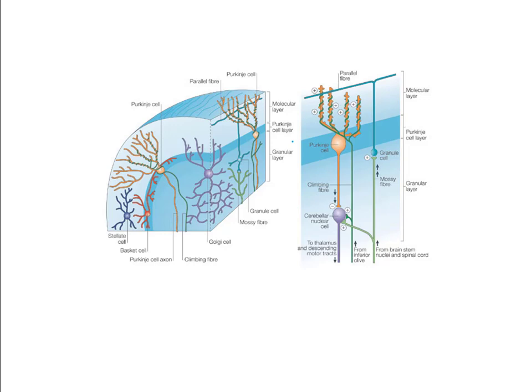Purkinje cells project to what? To the deep nuclei, of which there are how many? 3 to 4, depending on how you count. Fastigial, interpositus, which is actually made up of globose and emboliform, and then dentate. Okay? So we have an inhibitory output to the deep nuclei. Do we have any exceptions? Yeah, there's always an exception. What's the exception?